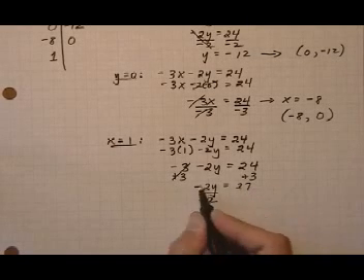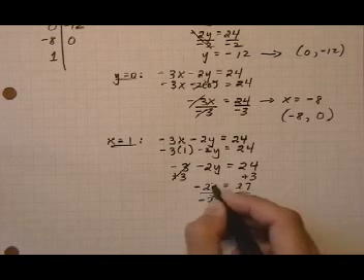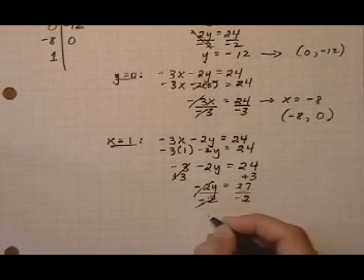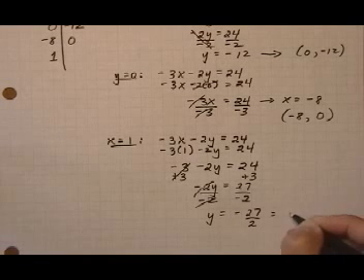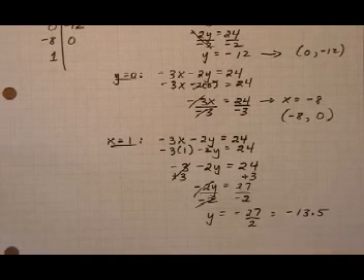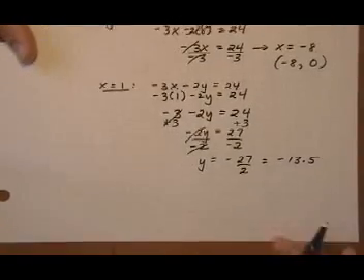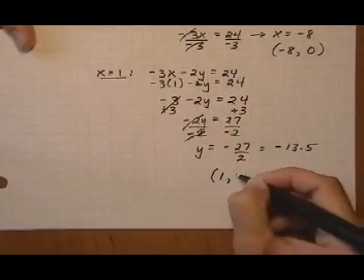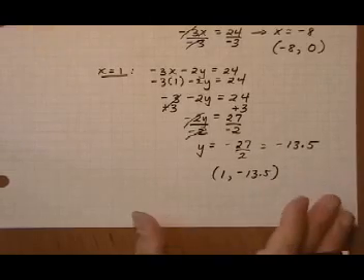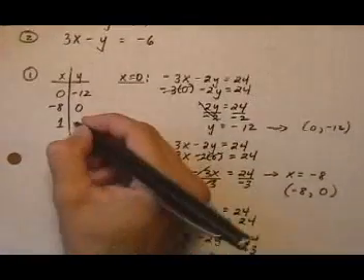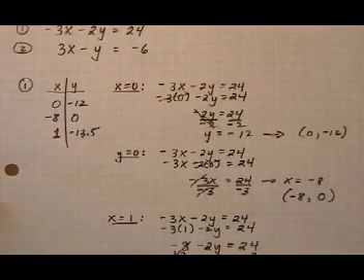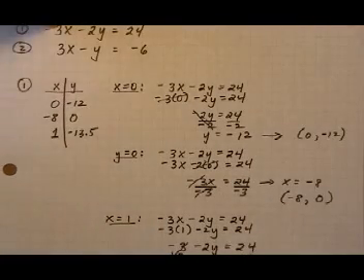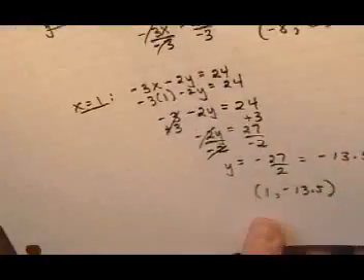Divide by minus 2 to make the negative 2 go away from the y. It cancels out, it goes to 1. We get y equals minus 27 over 2, which is the same as negative 13 and a half. So we get another ordered pair. When x is 1, y is negative 13 and a half. So let's put that into our chart. That's our chart for equation 1. Now we're going to make the same kind of a chart for equation 2. So we get 3x minus y equals minus 6 is our original equation.